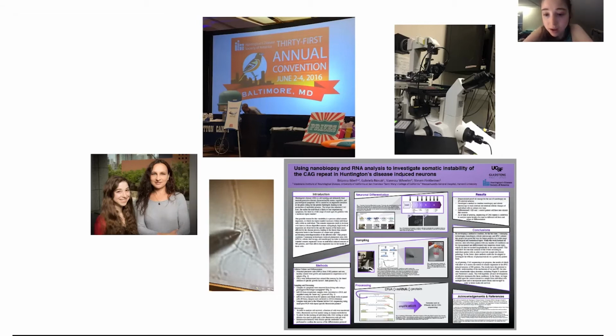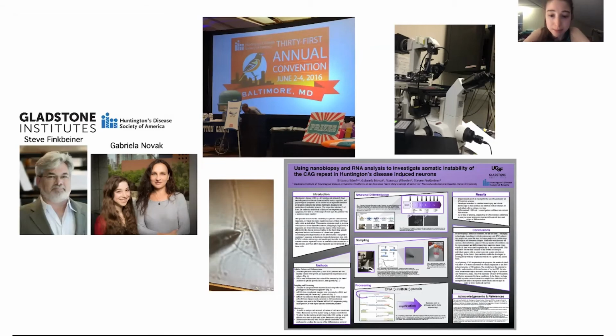I was actually studying this as part of a summer research program. When I was in undergrad, I did summer research with the HDSA, the Huntington's Disease Society of America. I got a fellowship from them to do research with Steve Finkbeiner at UCSF and the Gladstone Institutes. I was working with a great scientist, Dr. Gabriela Novak.